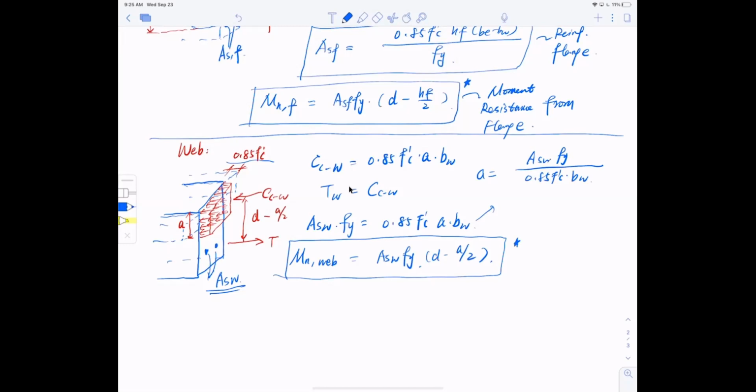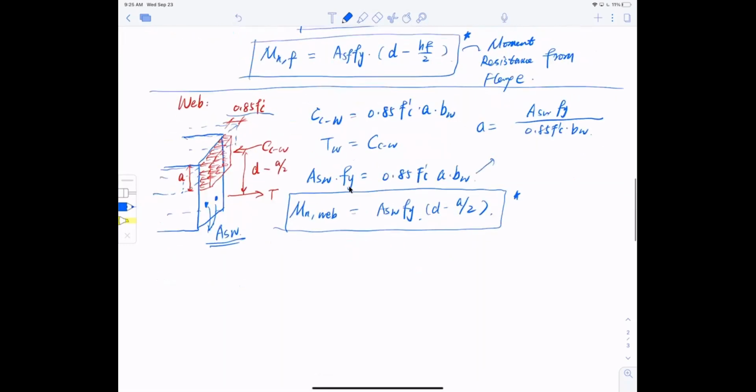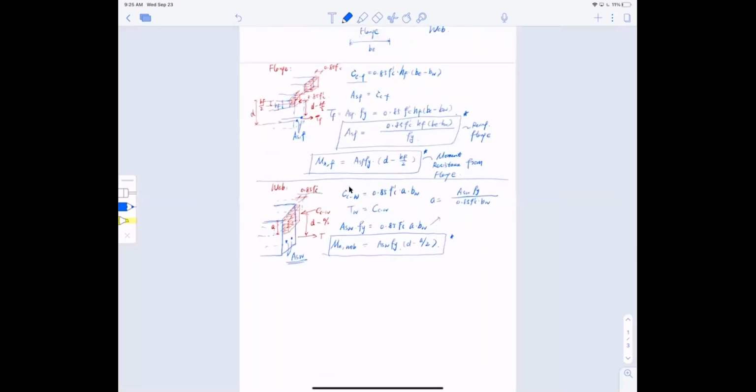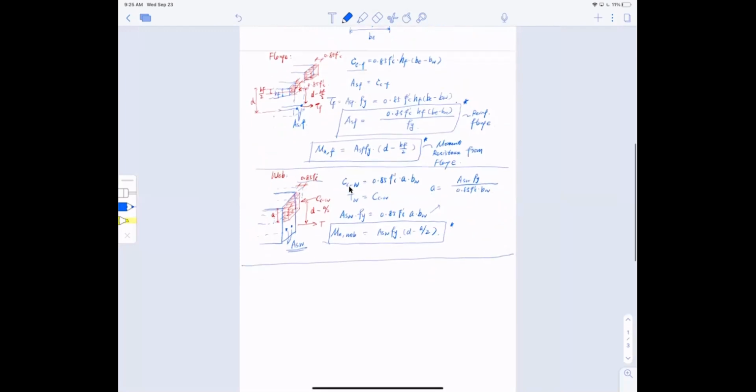All right, with these two components, the flange and the web, all we want to do is this. We want to make sure that Mn flange plus Mn web, with the phi reduction factor in front of it, has to be bigger than or equal to the design Mu. Design Mu.